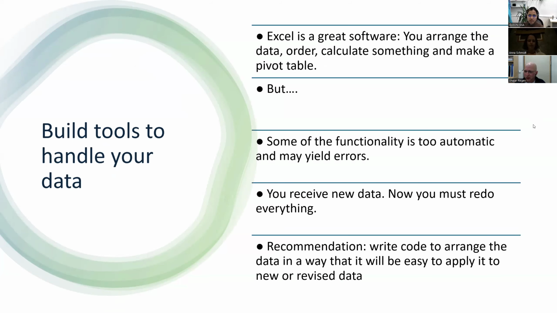So Excel is a great software. You arrange your data, you order it, you calculate something and make a pivot table and so on. But there are a few drawbacks. Some of the functionality is too automatic and may yield errors, so you have to be vigilant. And the main thing is that sometimes you receive new data or revised data, and then you have to redo many of the operations you did the first time. You have to redo it again and check it again.